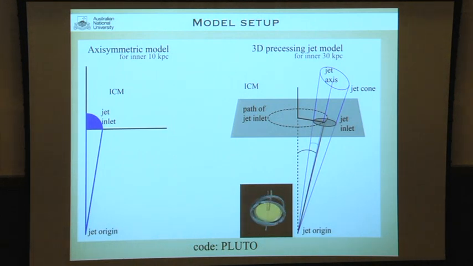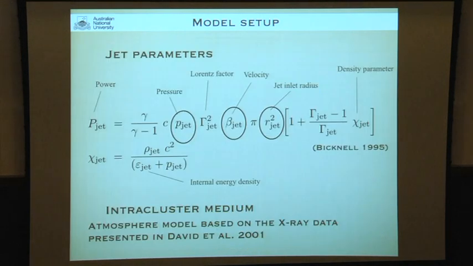The basic challenge for modeling a very extended source like Hydra A is the resolution at different length scales. So we took a bottom-up approach. First, we model the inner 10 kiloparsec of the jet, where the jet is mildly bent. We use the axisymmetric assumption, and then we parameterize that part. Using those parameters, we further model the inner 30 kiloparsec and study the complex source morphology.